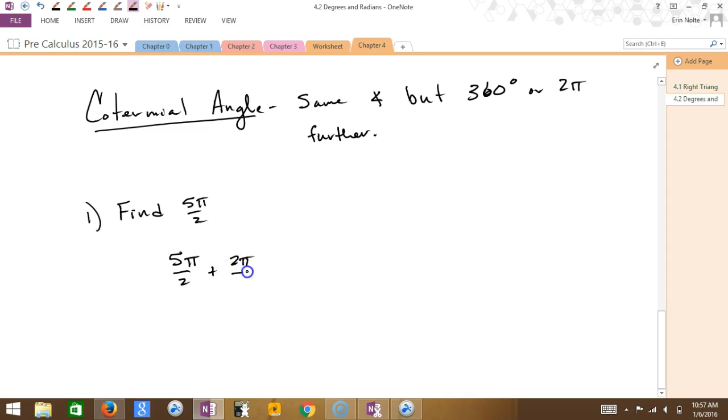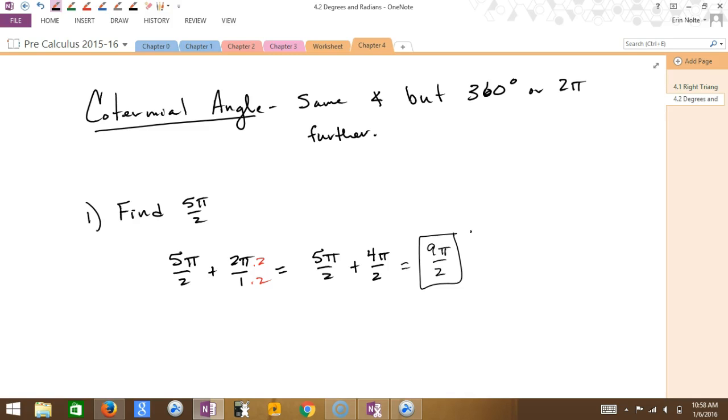since we're adding fractions, we need a common denominator. What's the common denominator? 2. So then I would rewrite 2 pi as 4 pi over 2, multiply by 2, right? Oh, sorry. Then you just add your tops together. 9 pi over 2. Okay, so 5 pi over 2 and 9 pi over 2 are coterminal angles. You could also subtract 2 pi and go the other way.